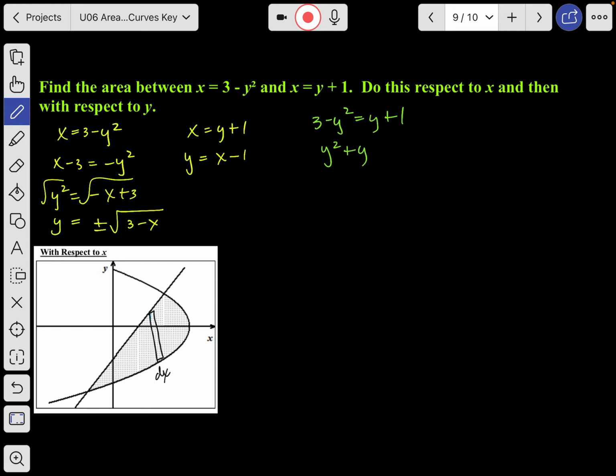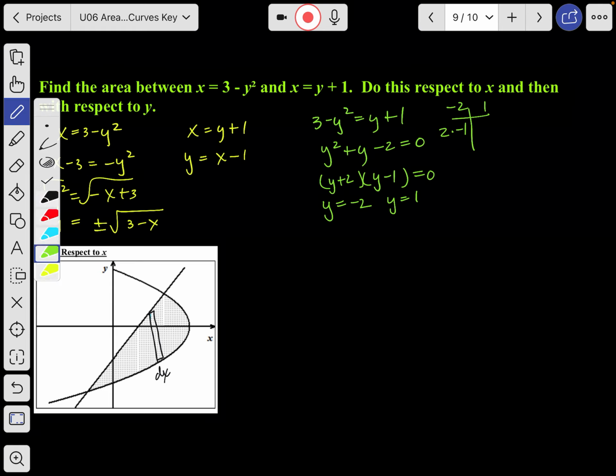So I have y squared plus y, and if I subtract 3, 1 minus 3 is negative 2. Okay, factor this. Two numbers that multiply to get -2 and add to 1. That's going to be 2 and -1. Solve each of these. So y is equal to -2 and y is equal to +1.